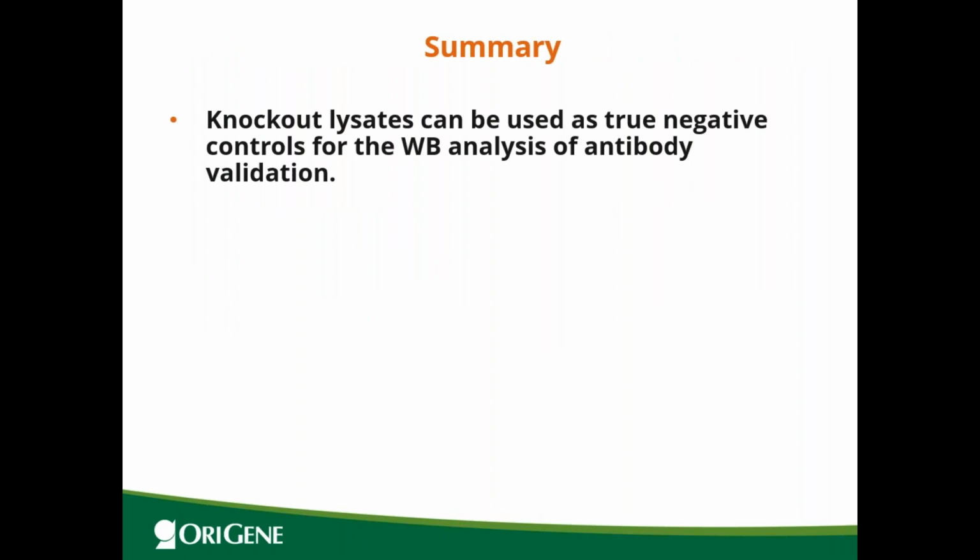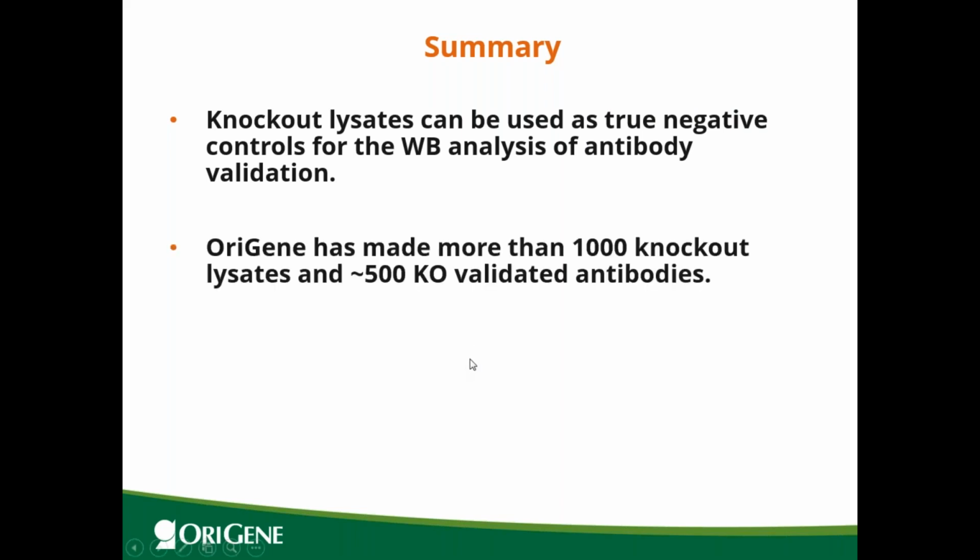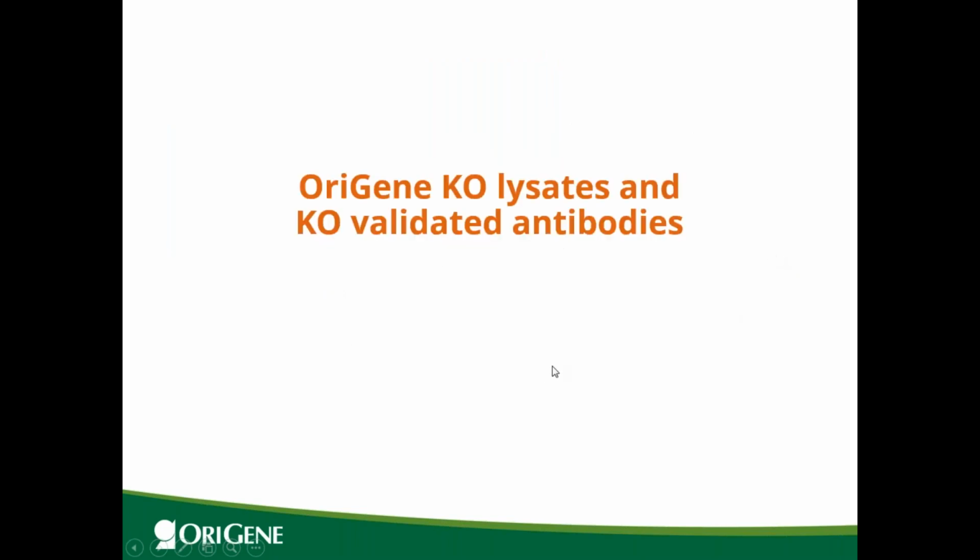In summary, the knockout lysate can be used as a true negative control for Western blot analysis in our antibody validations. I also want to mention that we now have more than 1,000 knockout lysates made with CRISPR technology, and using these lysates, we have verified almost 500 antibodies. So this brings us to the last part of my presentation, which is OriGene knockout lysate and knockout validated antibodies.